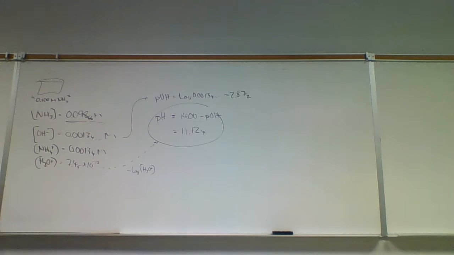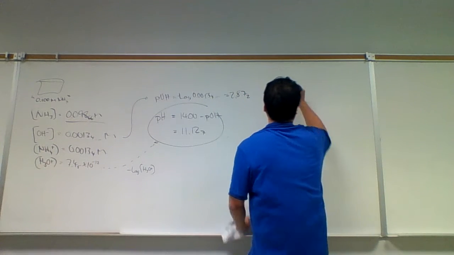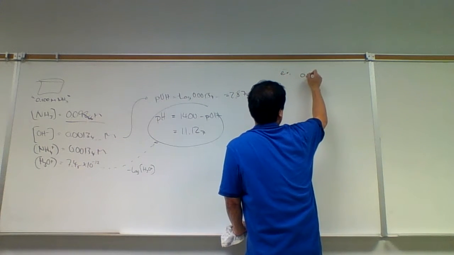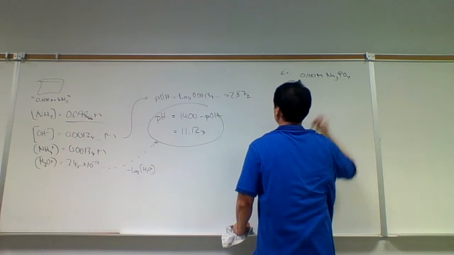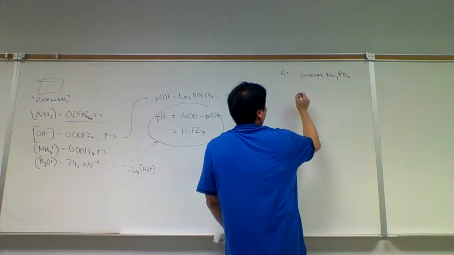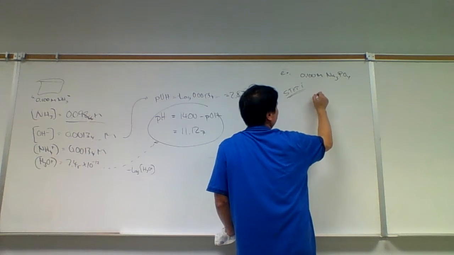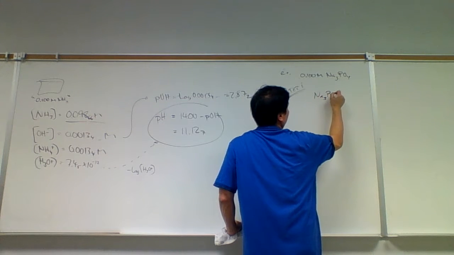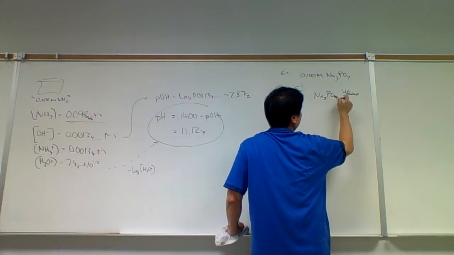Okay, next solution we're going to look at is a tribasic base. So this example is going to be 0.100 molar sodium phosphate. All right, I'm going to do a preliminary step here. I'll call it step I. Step I is this. It's sodium phosphate. Well, what happens when you dissolve it in water? Well, it dissolves because sodium salts are soluble.